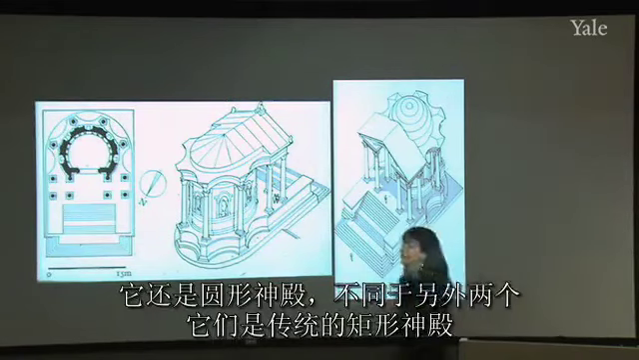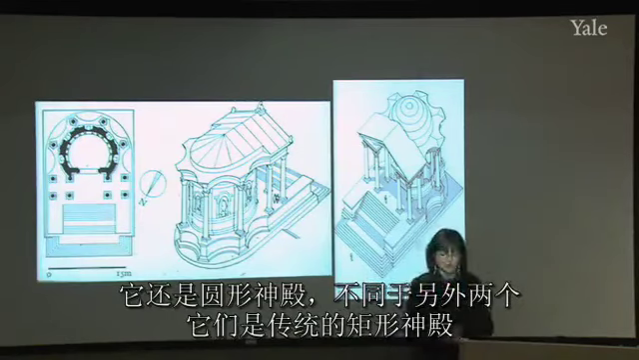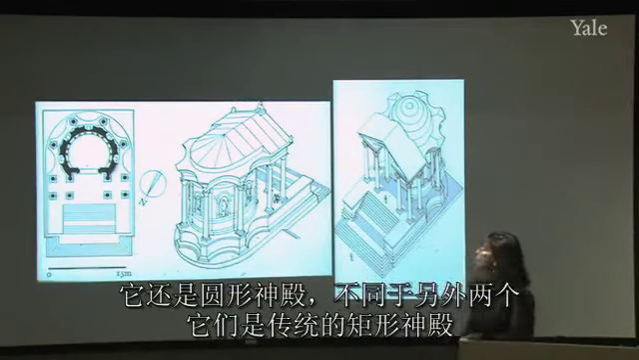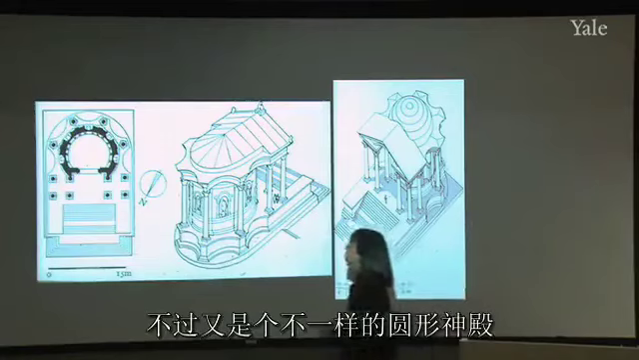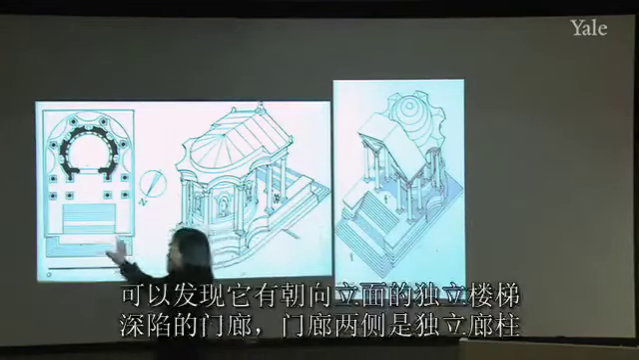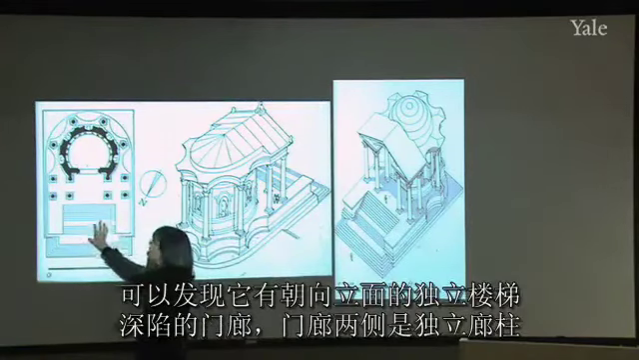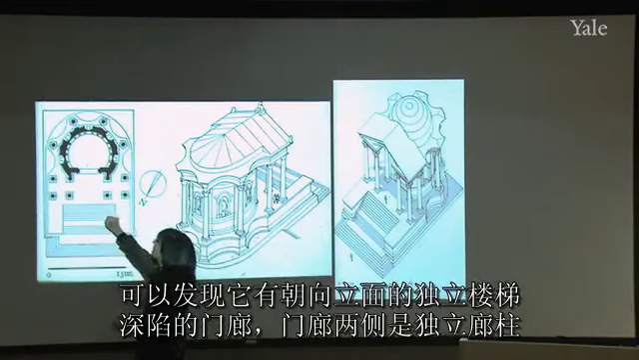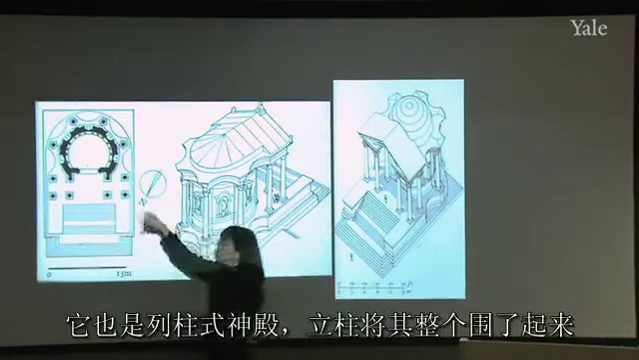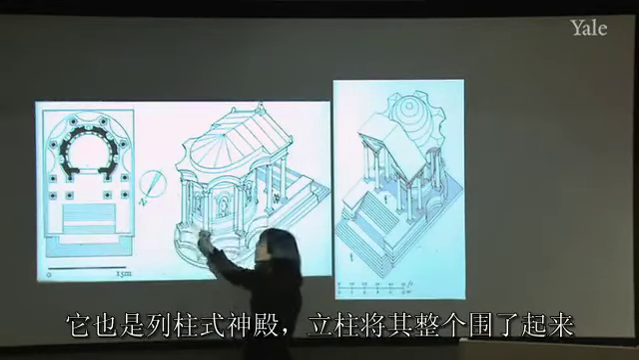It is also a round temple, unlike them, which are the traditional rectangular temples, a round temple, but a round temple with a difference. If we look at the plan, we will see it has a single staircase, a facade orientation, deep porch, freestanding columns in that porch. It also is peripteral. It has columns that go all the way around.